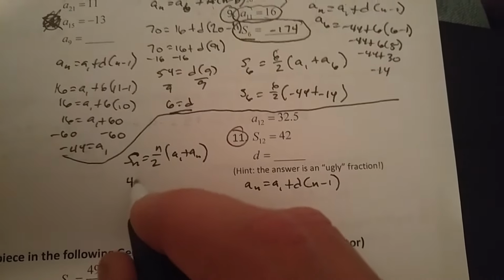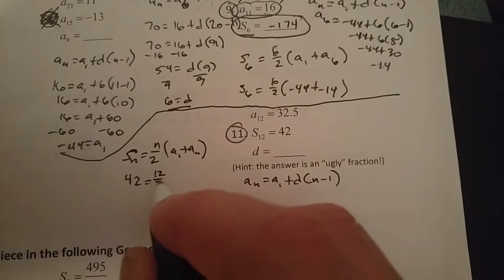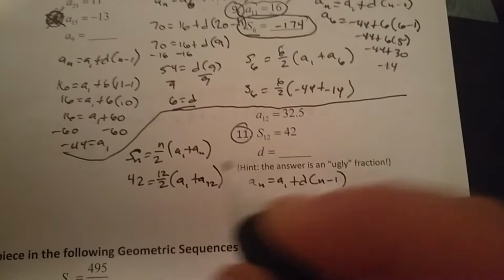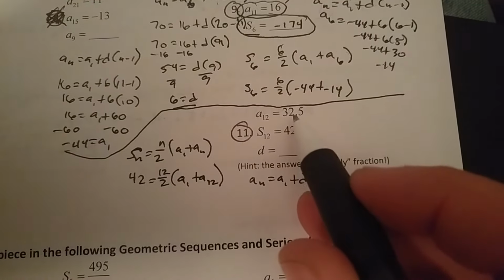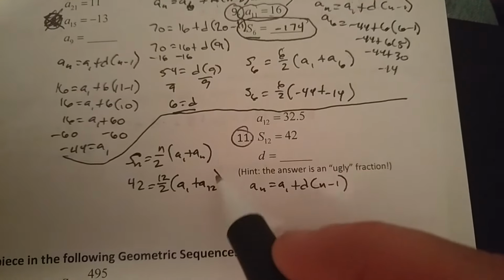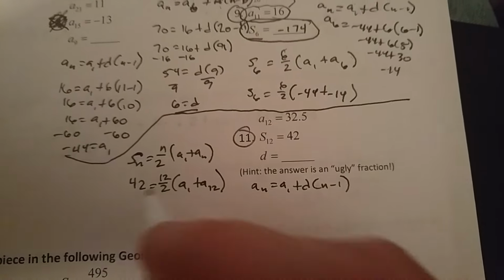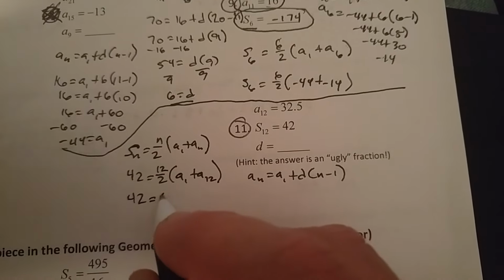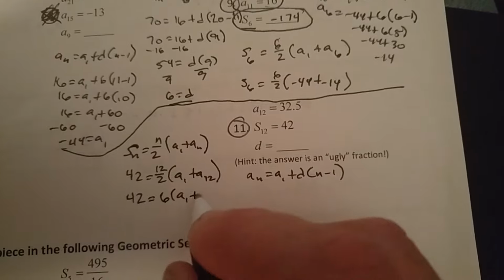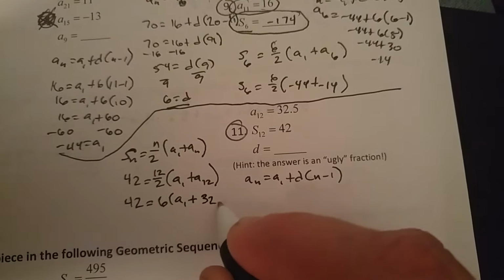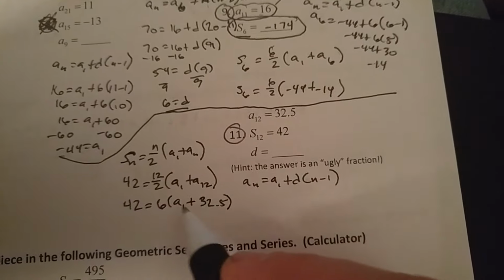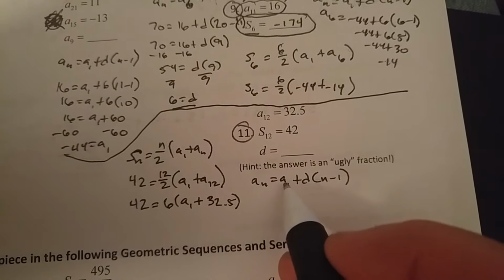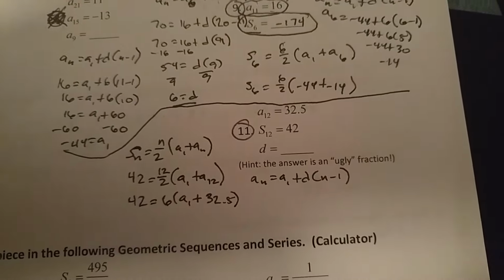So this is going to say 42 equals 12 over 2, A sub 1 plus A sub 12. Now, in this problem, they were nice. They happened to give me A sub 12, but not A sub 1, but that's okay. So if I can simplify the 12 over 2, and I get 6, and I'll have A sub 1 plus 32.5. So if I can find what this A sub 1 is, then I can plug it in here, and we can go from there.